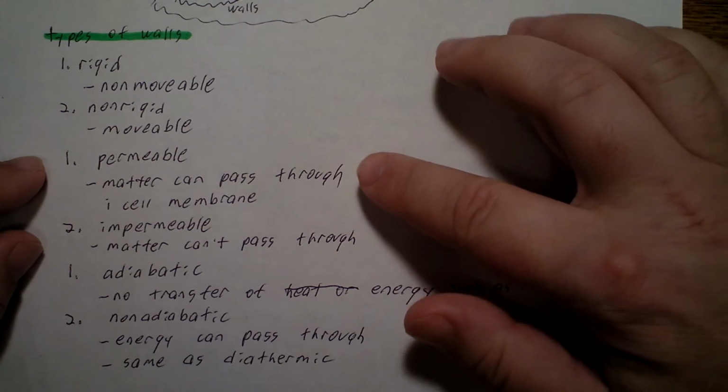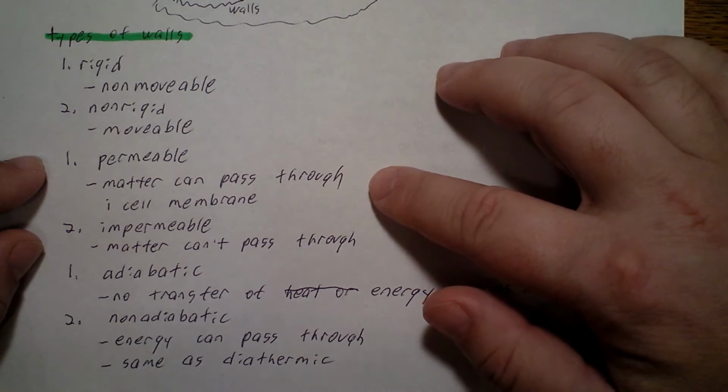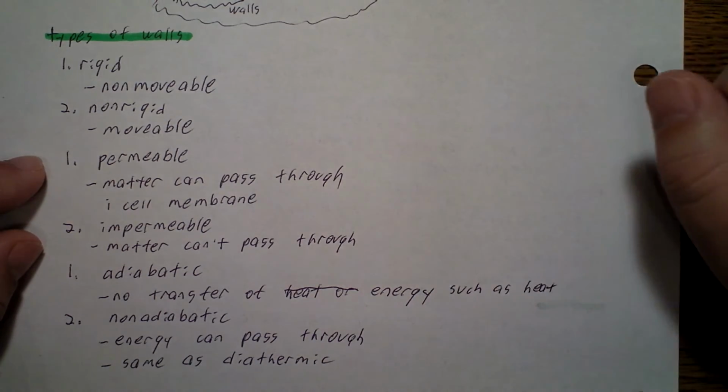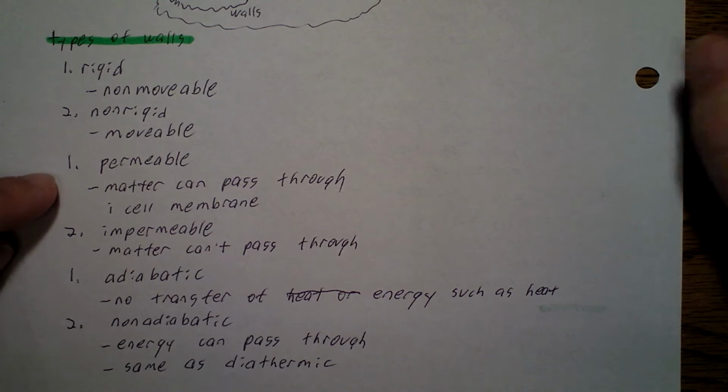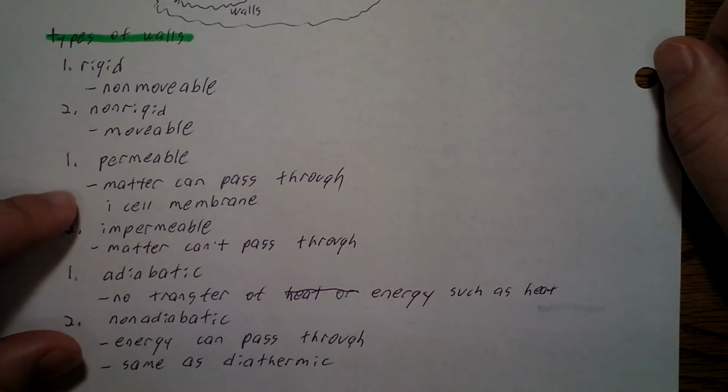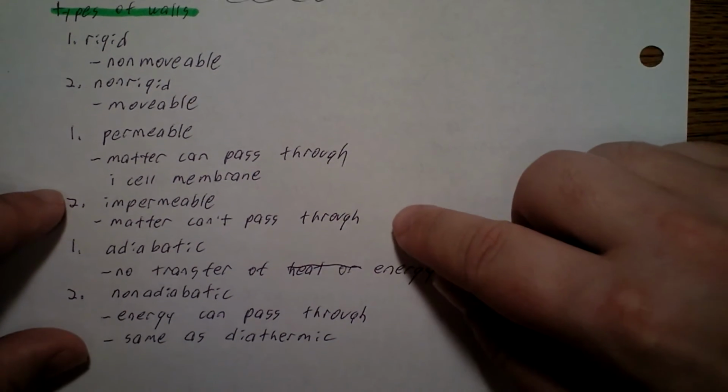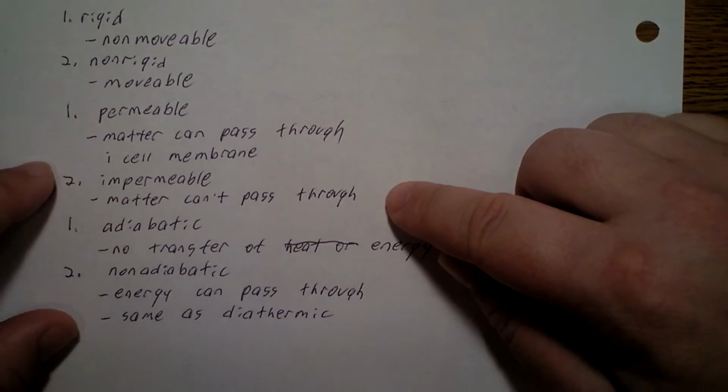Permeable means matter can pass through, such as a cell membrane. And keep in mind, though, that a membrane can be selective. Like there are membranes that allow water to pass, but not certain other substances. That's how water filtration can be done. Impermeable means matter can't pass through.